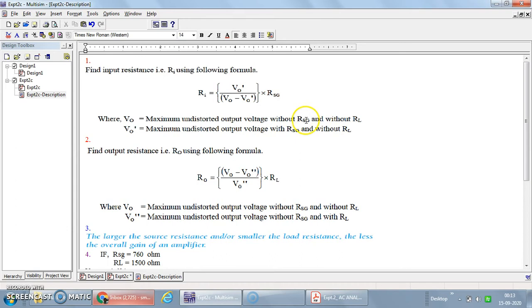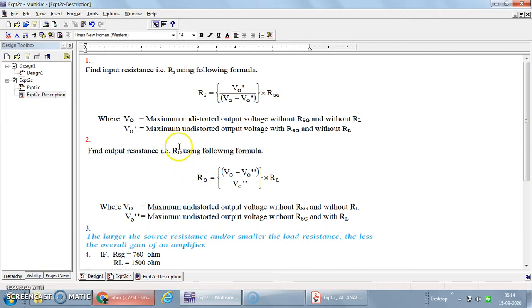RSG is connected in series with the signal source. RL is connected at the output terminal with respect to ground. Now V0' is the output voltage considering the effect of RSG. In the earlier two experiments, or the earlier subparts of this experiment, we have not considered this resistance RSG. Here we are considering it, so the voltage we obtain by considering the effect of RSG is denoted V0'. This formula will give us the value of the overall input resistance, the overall input impedance of this amplifier.